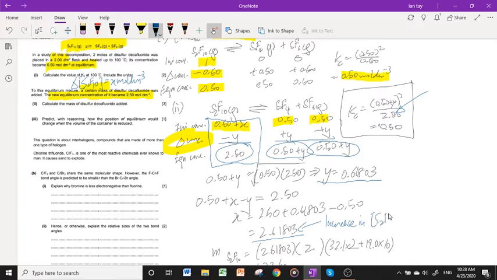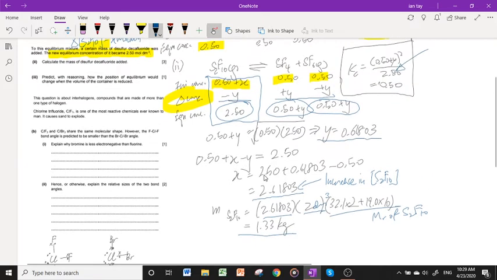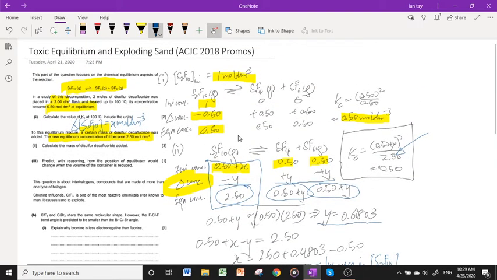concentration of S2F10. So what is the increase in mass of S2F10? It is the concentration times the volume, 2 dm³, times the Mr of S2F10, which will give you, wow, a very large value of 1.33 kilograms. Okay, so we are done. This is a fairly interesting equilibrium question, right? Because now there are two unknowns, so it's fairly interesting.